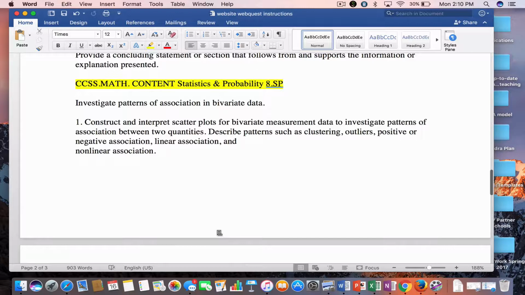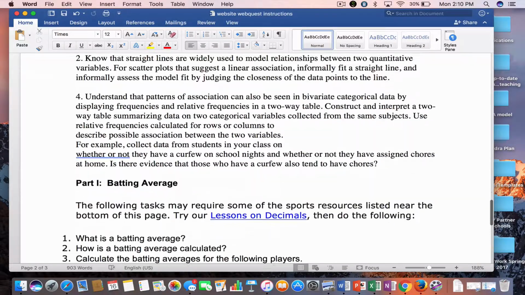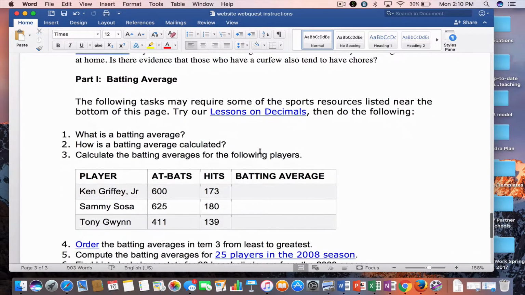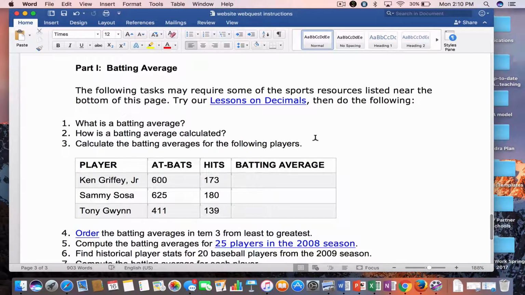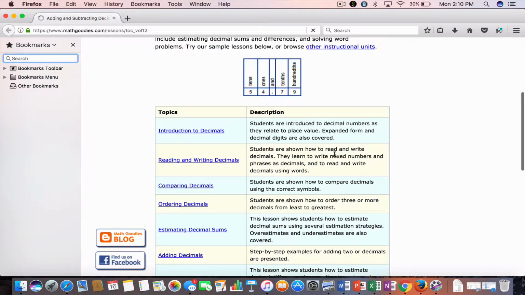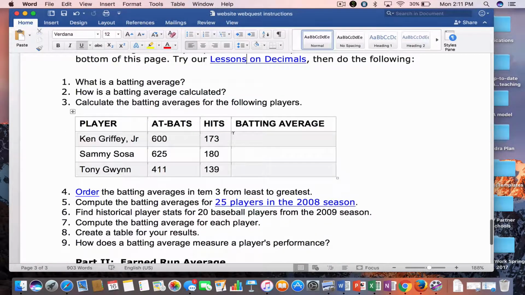This is the math Common Core State Standard for math. Students will be working with statistics and probability. So I've included 1, 2, and 4 because, again, those are the standards that this task addresses. So this task is on batting average, okay, and again, it's a math lesson. And what you're going to see is there are directions. There's a link. So I click on the link and I go to a lessons page that sort of lays out how I work with decimals. My students would read that, and then they would come back and answer the question.